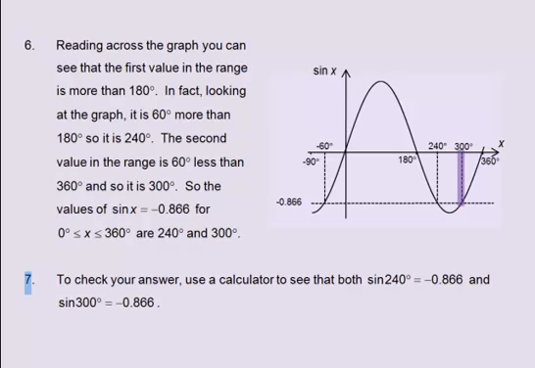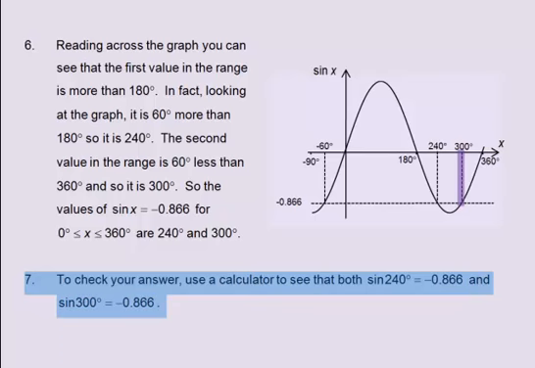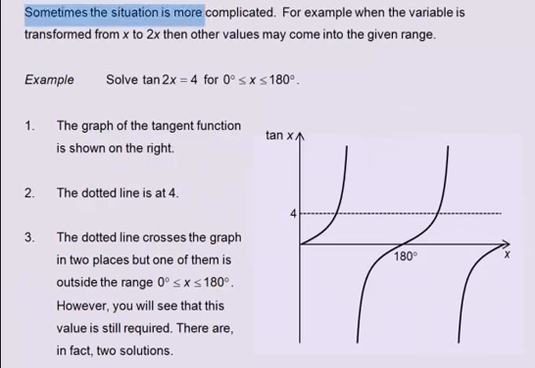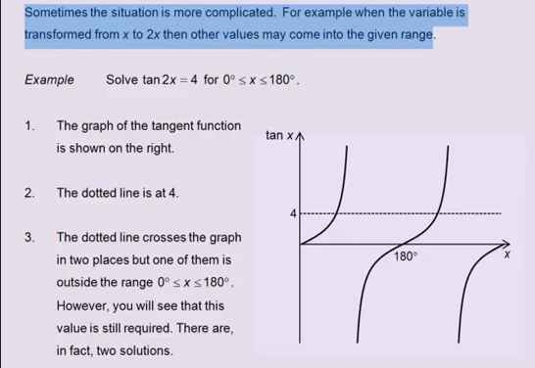7. To check your answer, use a calculator to see that both sine 240 degrees equals minus 0.866 and sine 300 degrees equals minus 0.866. Sometimes the situation is more complicated. For example, when the variable is transformed from x to 2x, then other values may come into the given range.